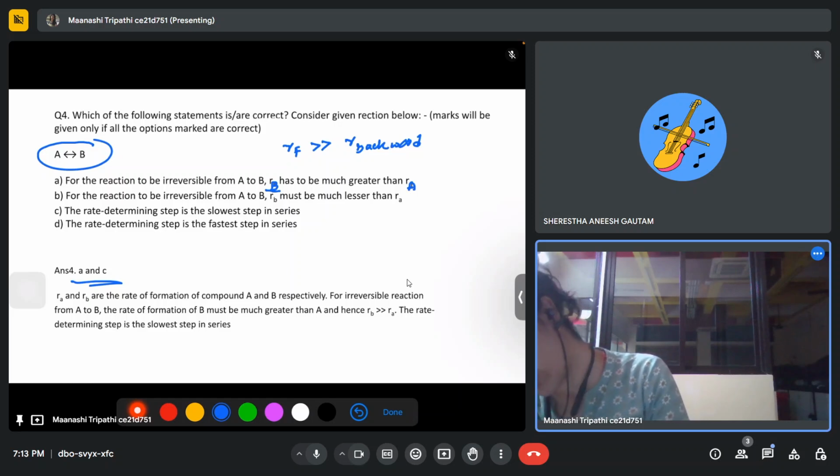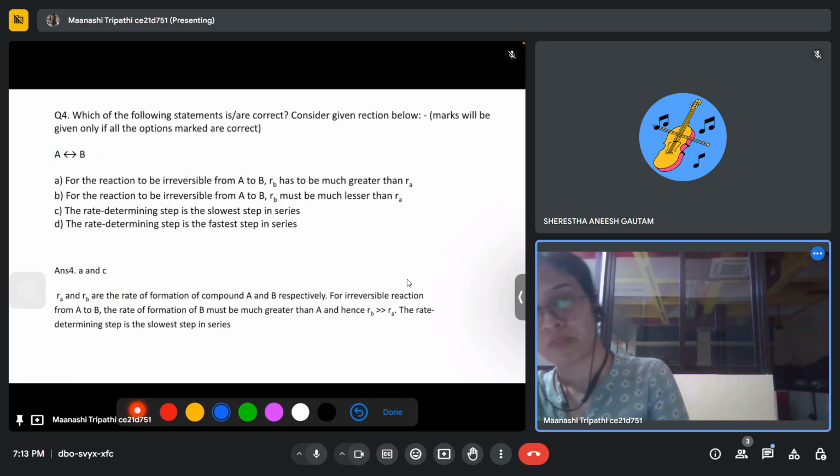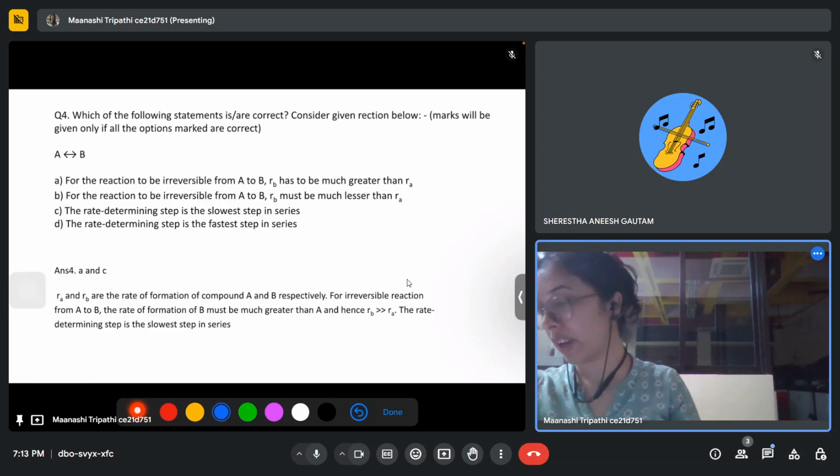an irreversible reaction. And for an irreversible reaction, the rate determining step is the slowest step that we have discussed earlier as well. So options A and C are correct. Moving to question number 5.